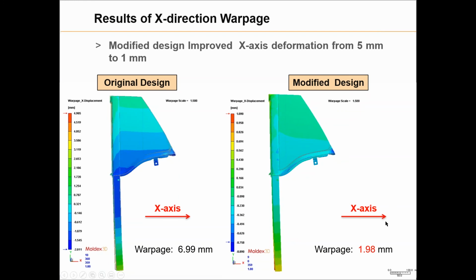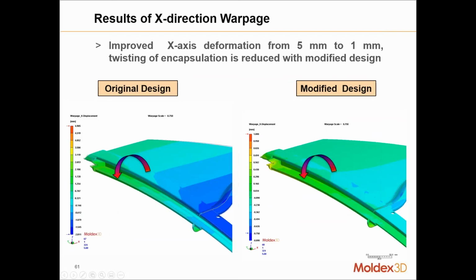So this is another example of how simulation can be used to identify the cause and effect, right? What was causing the warpage in this case, and what needed to be done to reduce the warp.